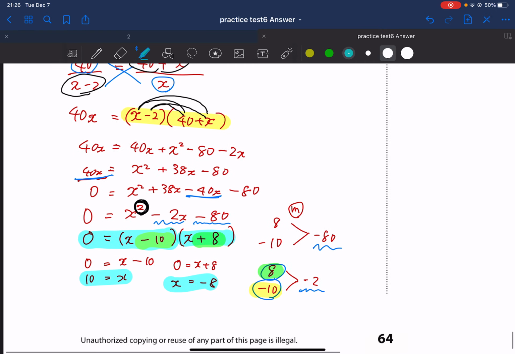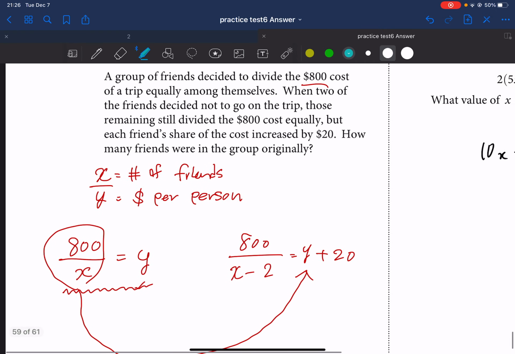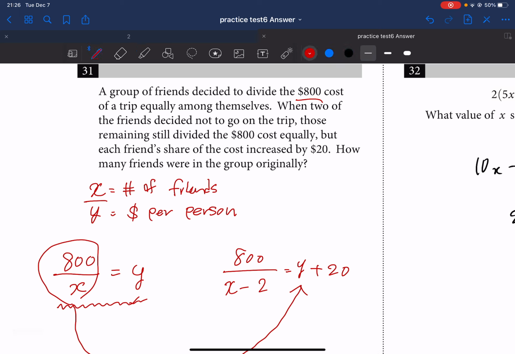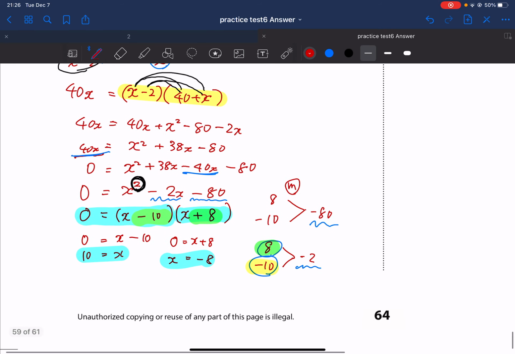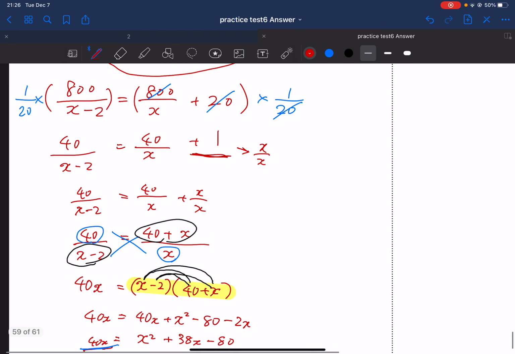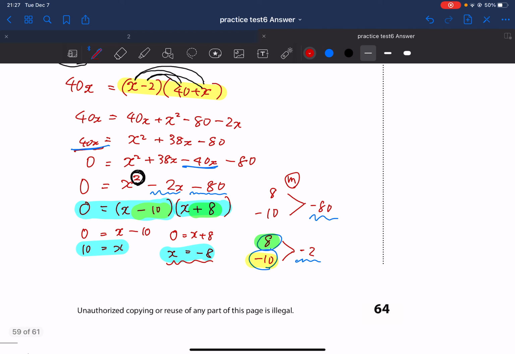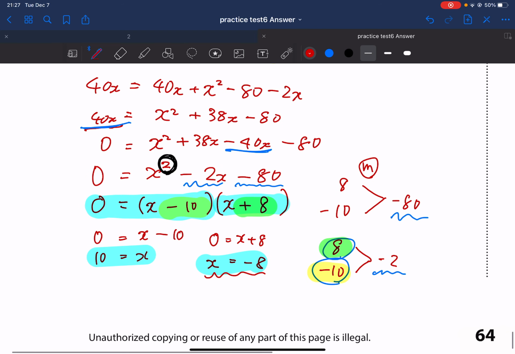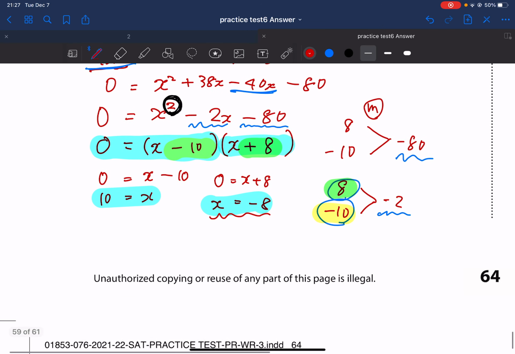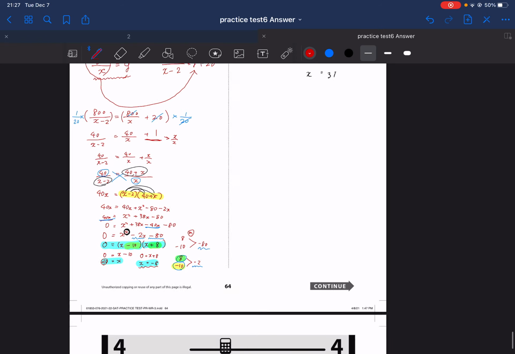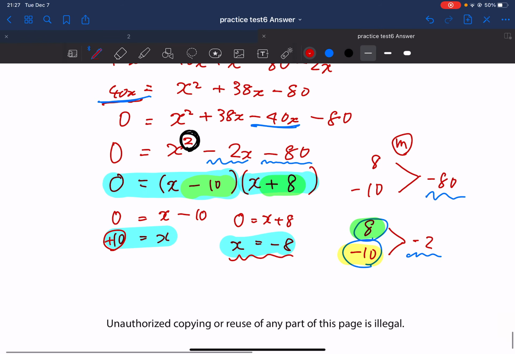So these are the solutions, right? But then let's go back to the question. How many friends? Can we say there are negative 8 friends? No, because they don't exist as negative for counting friends. So it has to be 10, right? Which has a positive sign. So the answer for this question 31 is 10.